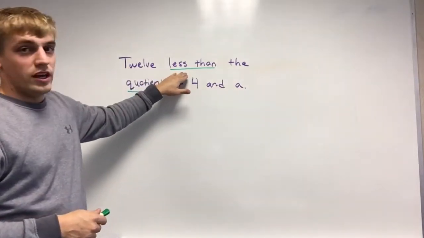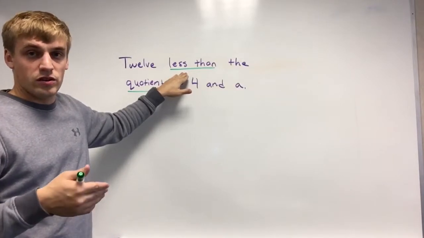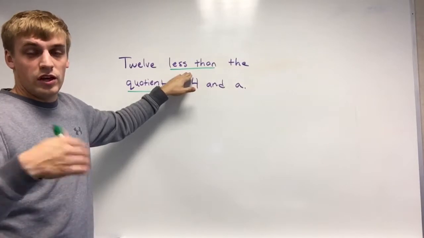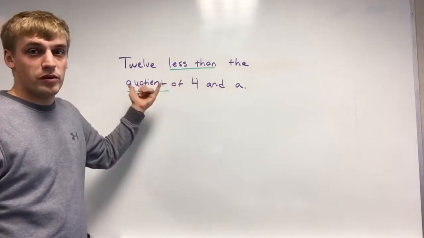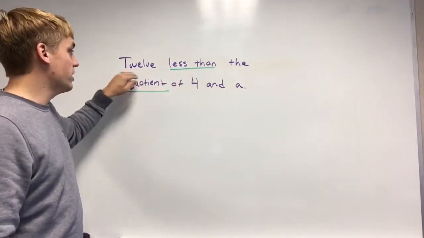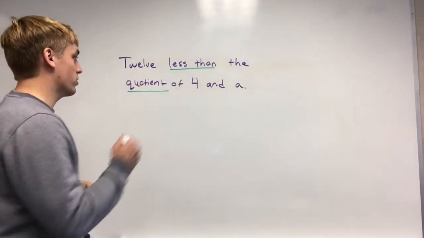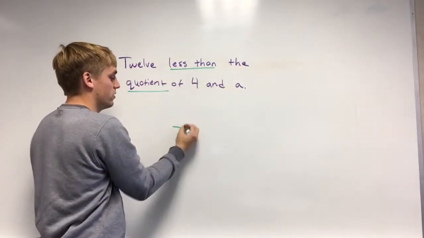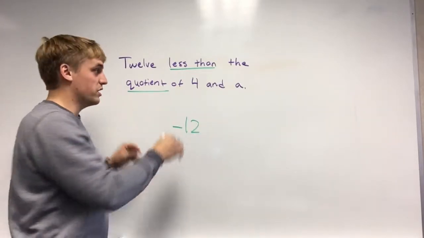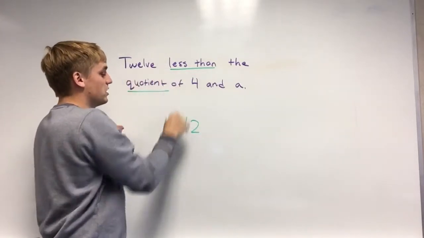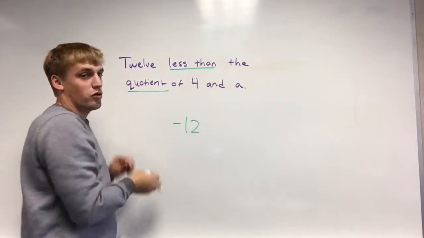12 less than. Okay, less than is kind of a special term or special vocab that you find on your chart because it has a star next to it, or it should have a star next to it. That means that you're going to flip the expression, which means anything that comes before less than is going to go second in the expression. So we're going to write it like 12 less than, because 12 is smaller than whatever comes next in the expression. So 12 is less than, so we're going to write minus 12, the quotient of 4 and a.